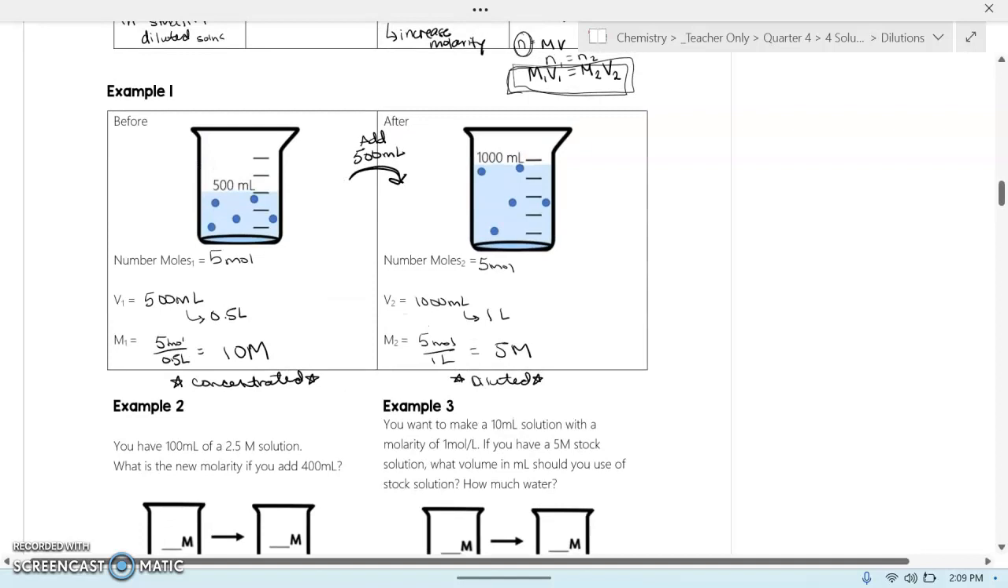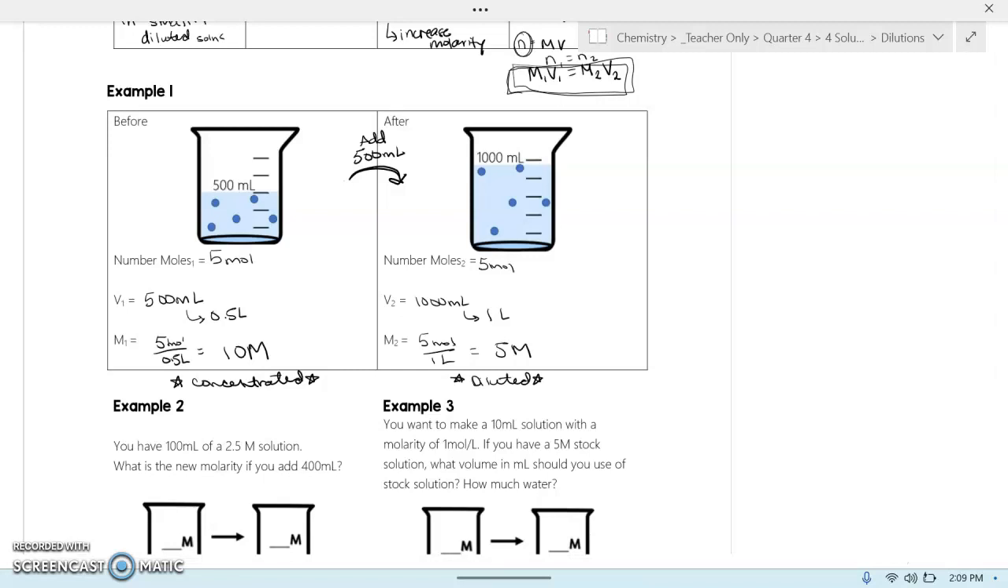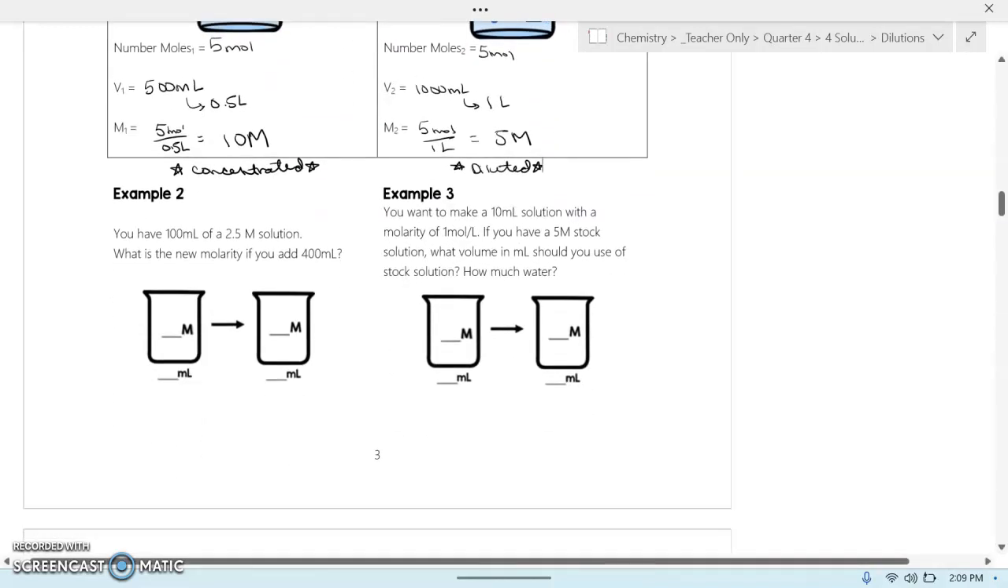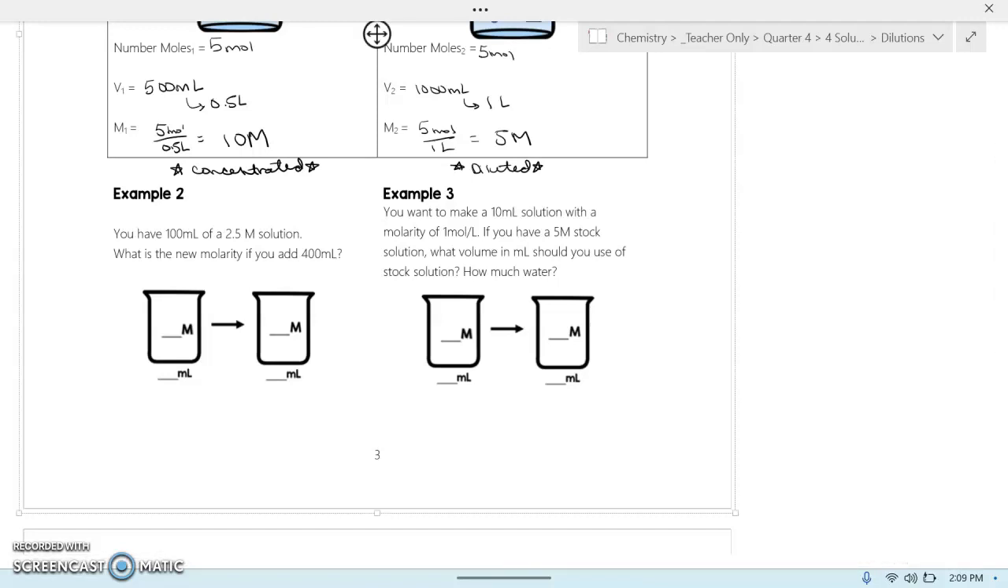So the main idea here that I want you to see is that notice M1V1, if we were to multiply these two, is 5, and M2V2, 5. The amount of moles does not change, and that's why their product will be the same. M1V1 equals M2V2. Let's use this equation now for example 2 and example 3. And I have some beaker pictures here for you to kind of label, and these are in all of the worksheets that go along with this unit, or I guess this week of study.